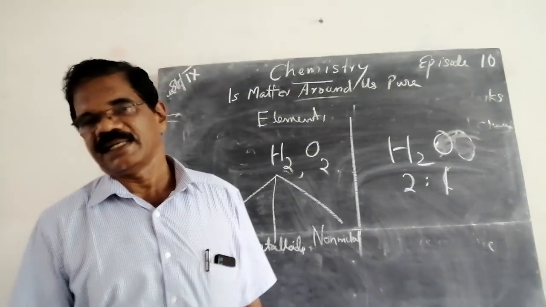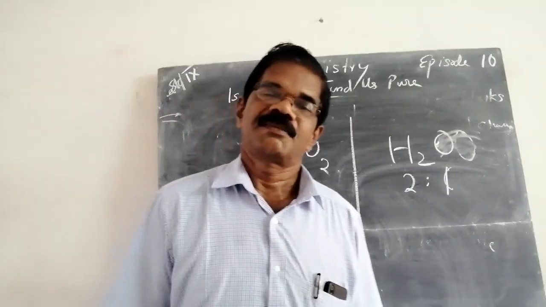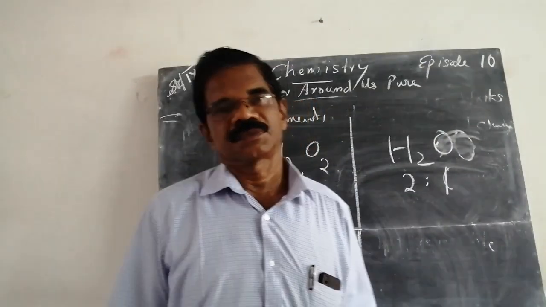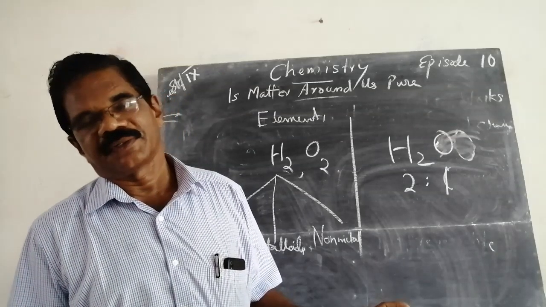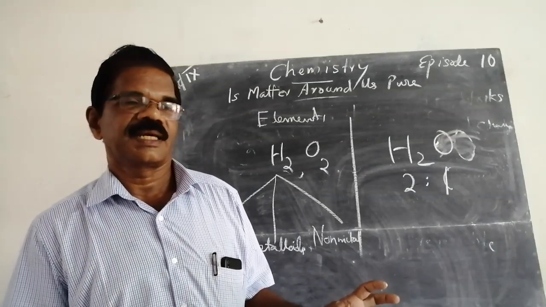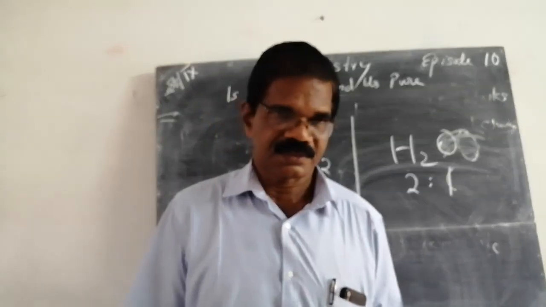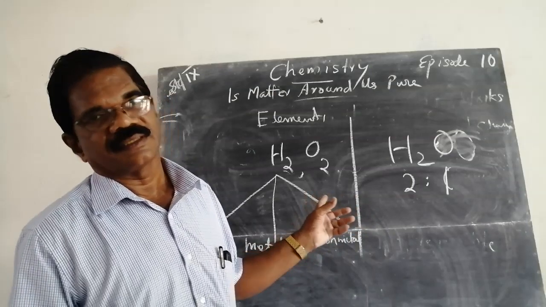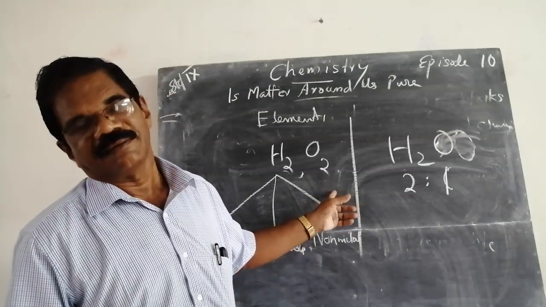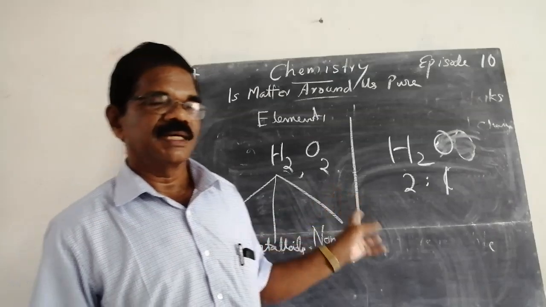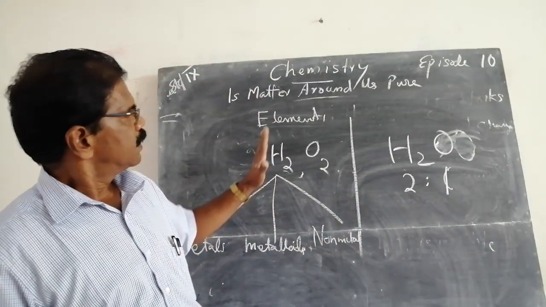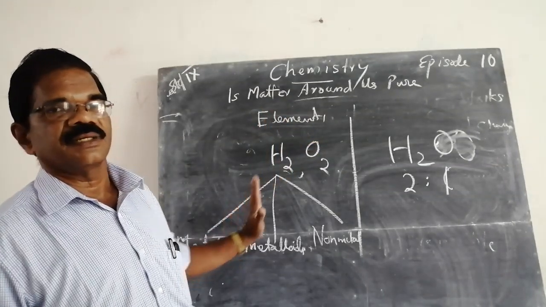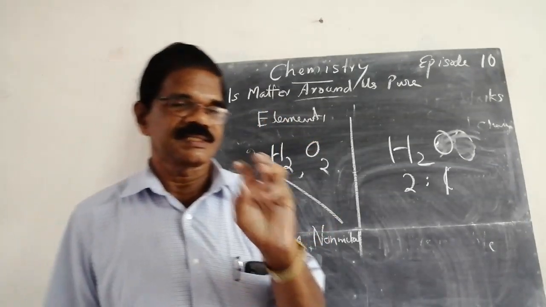Today, out of 118 elements discovered, more than 90 elements are metals. Around 20 elements are non-metals. Around 8 elements are metalloids. We can study these elements in detail in the coming classes, where we are studying the periodic table. So these are the properties and classification of elements: metals, non-metals, and metalloids.